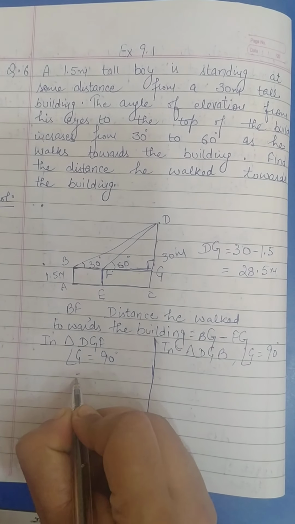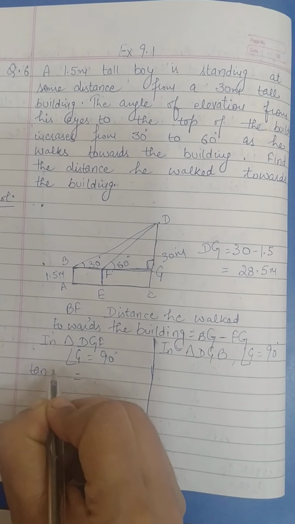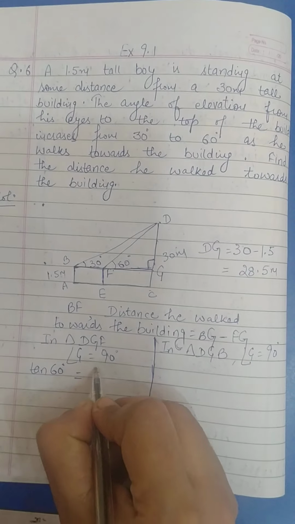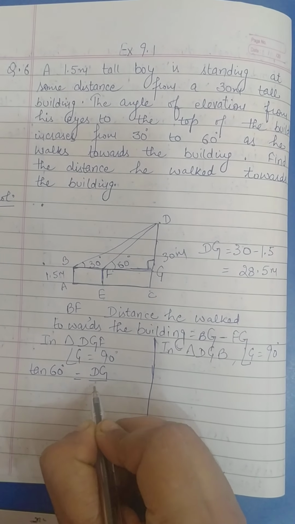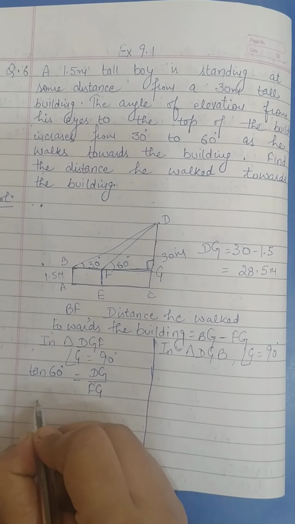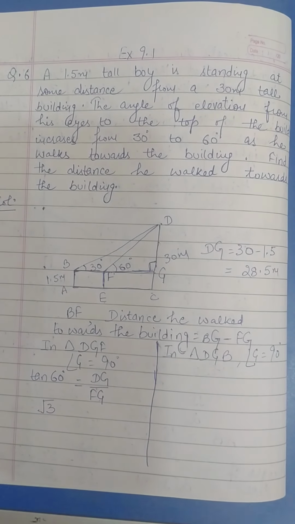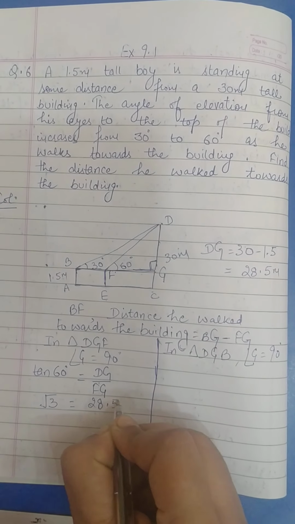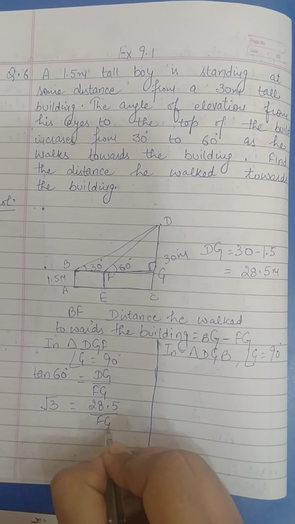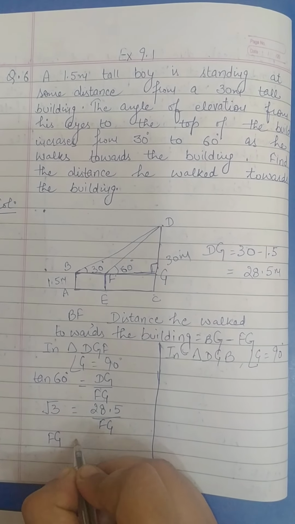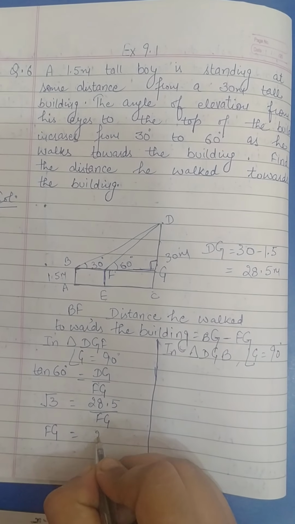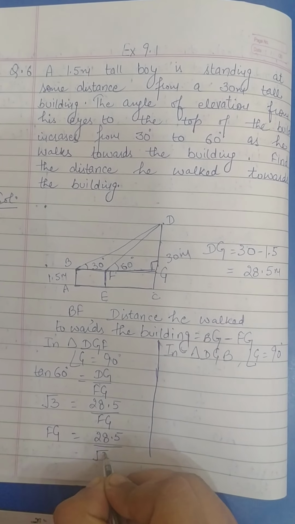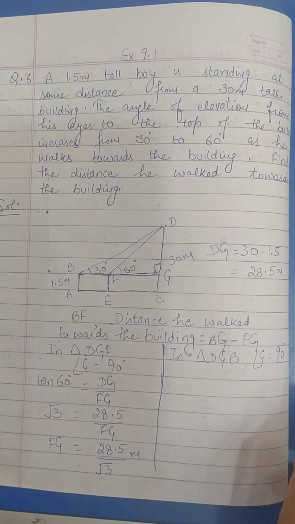So there is a formula of P upon B, the formula of tan. Tan 60 degree is perpendicular upon base. Here perpendicular is opposite side and base is FG. The value of tan 60 is root 3. D to G, already we are having 28.5 upon FG. Cross multiply, FG root 3 is equal to 28.5, so FG is 28.5 upon root 3. We can leave it because this is not our answer.